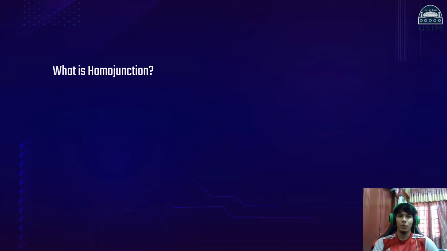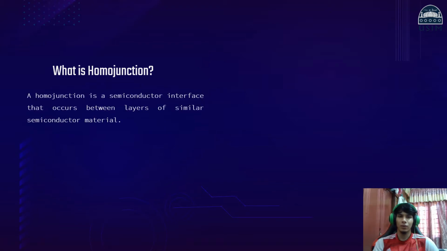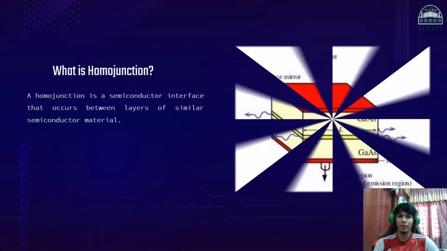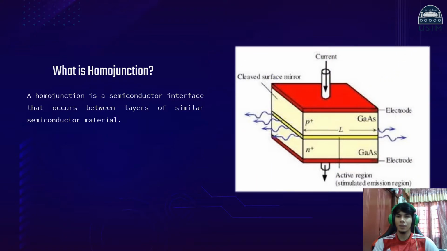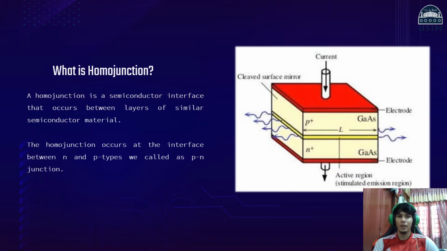So next, we must know what is homojunction. So a homojunction is a semiconductor interface that occurs between layers of similar semiconductor material. So there is the picture of the homojunction, which have a layer. So at the picture we can see the surface, mirror, electrode and active region. The homojunction occurs at the interface between N and P type, we called as PN junction.